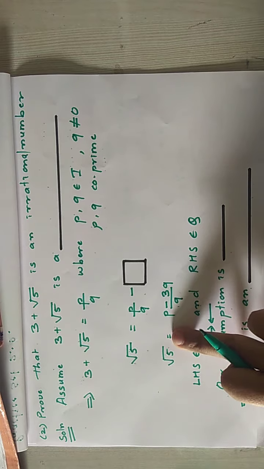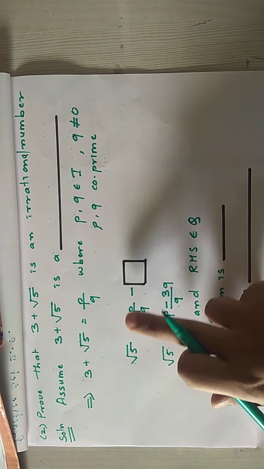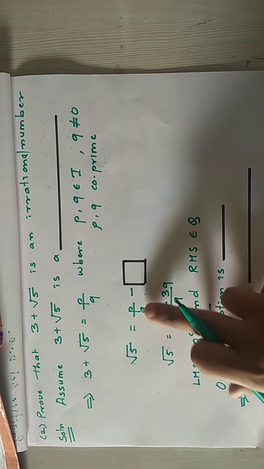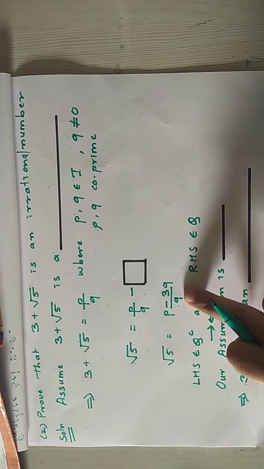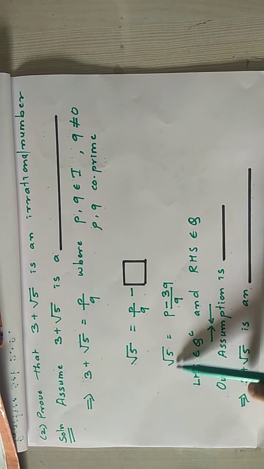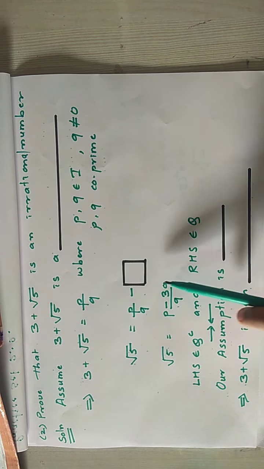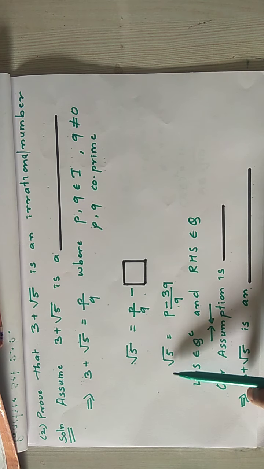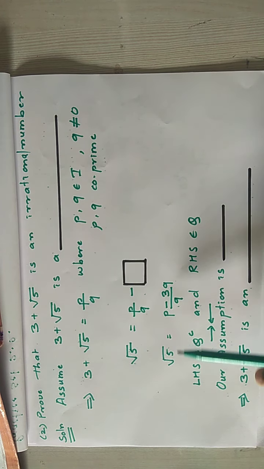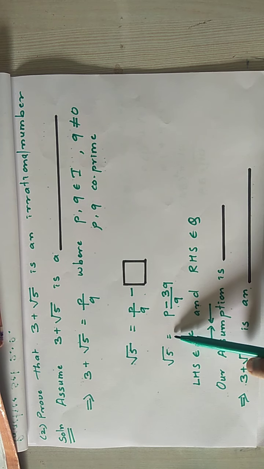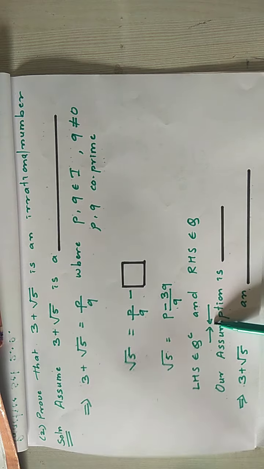So root 5 will be, cross multiplying over here, p minus q multiplied by 3, so you will have 3q upon q. If you observe this step, this side is completely irrational and this side is rational. So the LHS is irrational, RHS is rational. And how can a rational and irrational be equal? They cannot be equal. That means we got a contradiction.